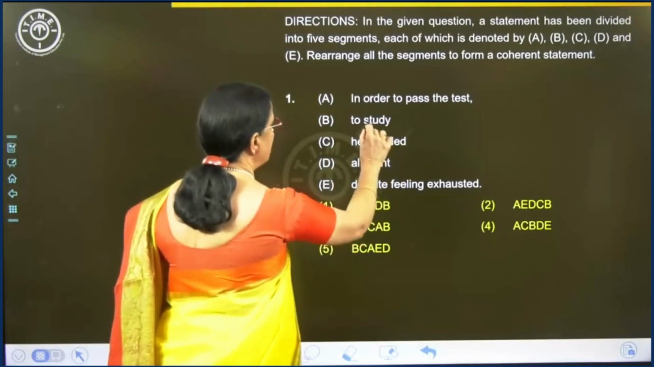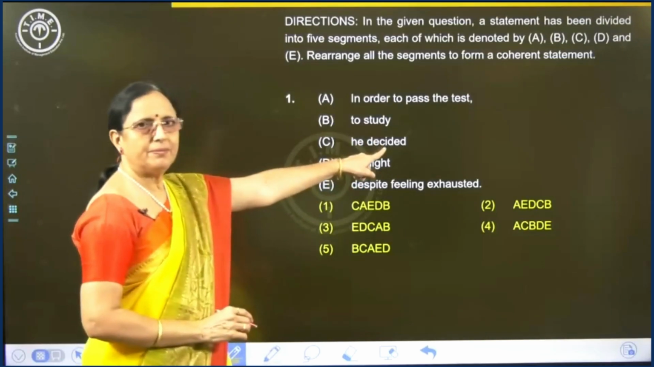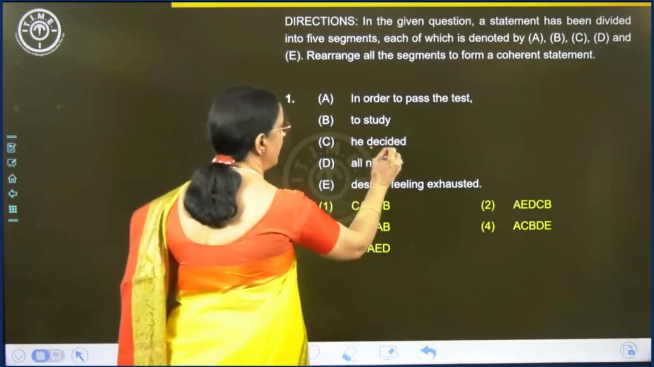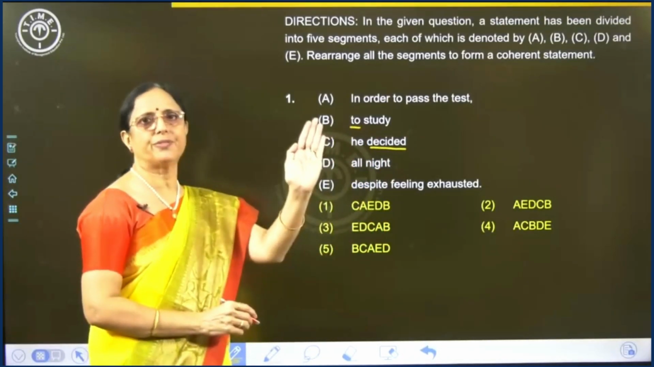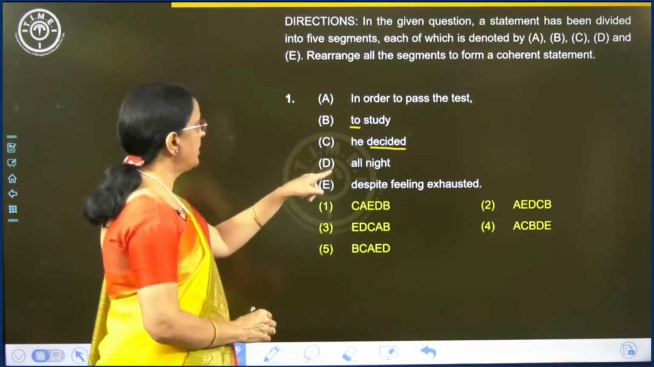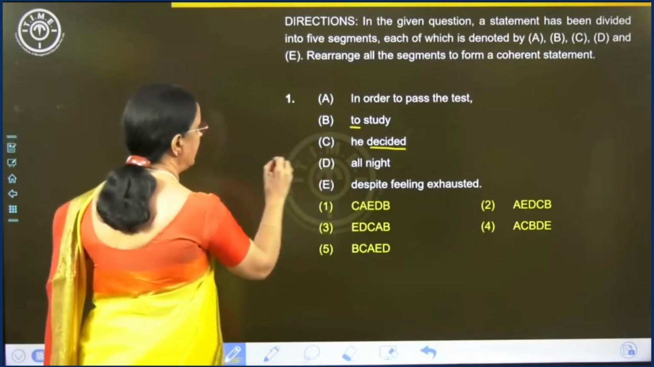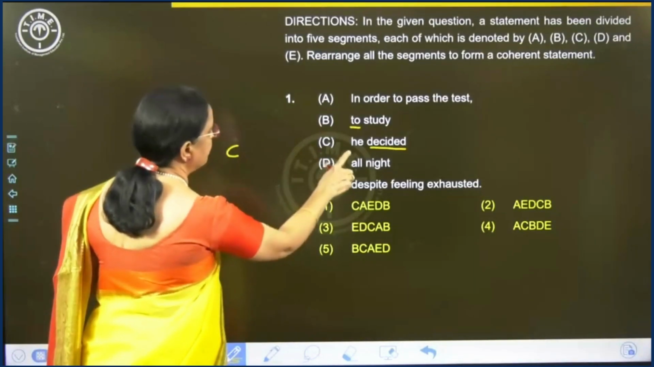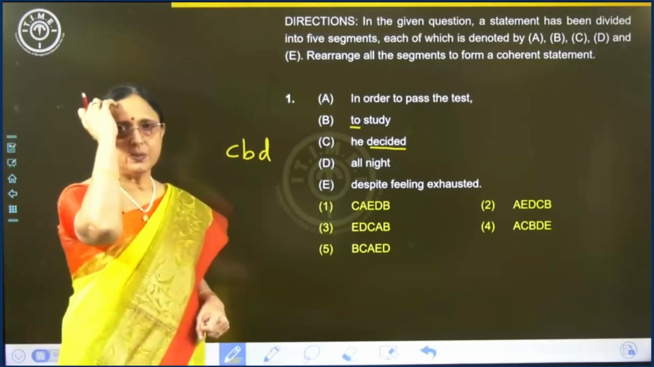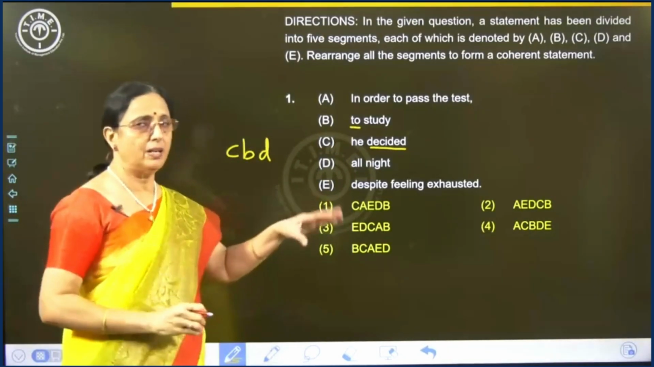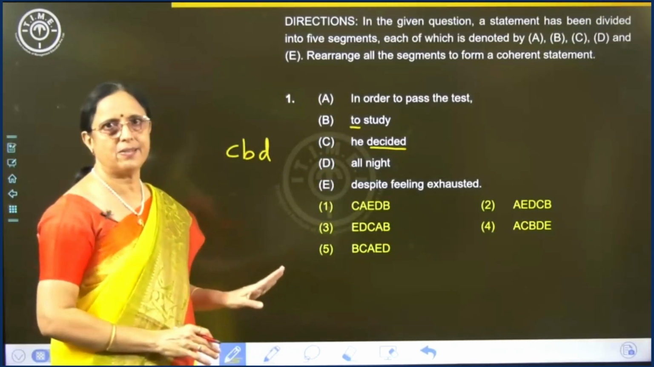Right. He decided to study all night. He decided. As I told you, decided should be followed by to. That's a connection. Decided to is the flow of thought. He decided to study. Where? When? All night. So, what am I doing? I write C, to study, B, D. You understand? So, wherever you have a clue, you can start there. It's not that you have to start with the first part and then second, third, fourth, not necessarily.